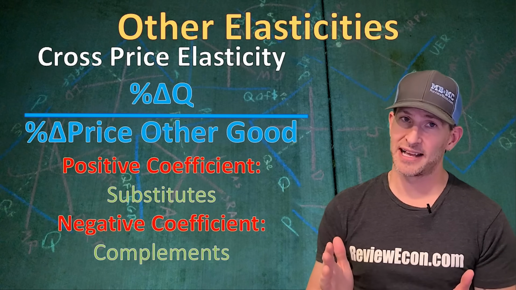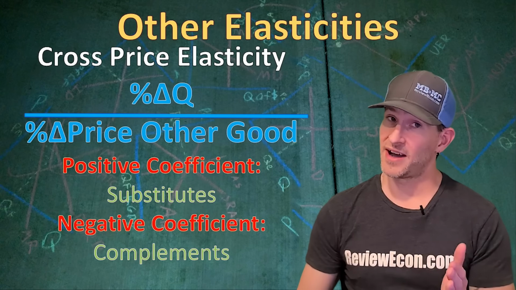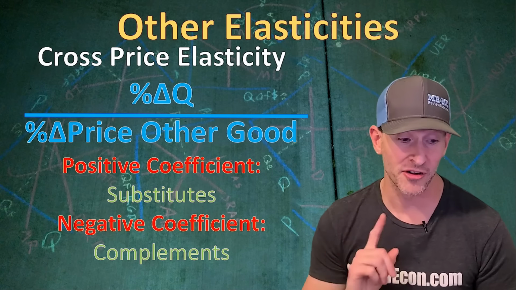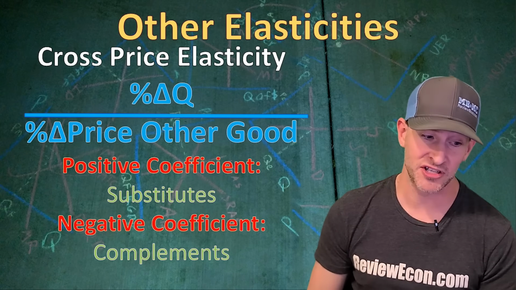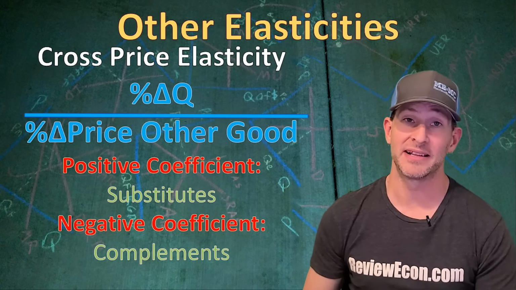When it comes to cross-price elasticity, we're talking about substitutes and complements. We take the percentage change of quantity, divide it by the percentage change in price of the other good, and if we have a positive coefficient, that means these two goods are substitutes. If we have a negative coefficient, that means they're complements.